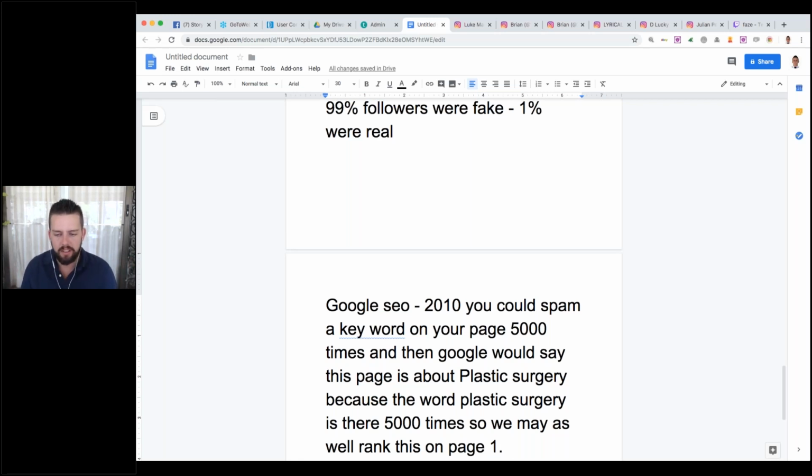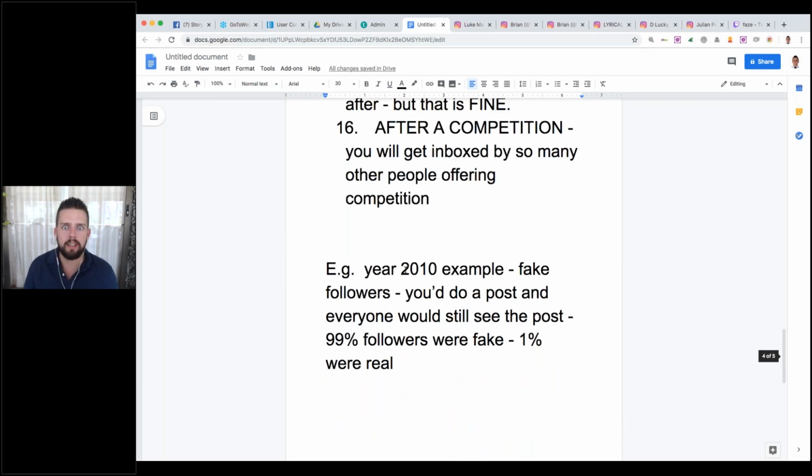But now, it's not like that. If you spam the word 5,000 times on your website, you're going to get banned to the back page of Google because you're trying to manipulate it too much. Same with fake followers. If you had 1 million followers and 1% were real, well, now Facebook charges you, once you actually do Facebook ads, so your posts on your fan page are seen by more people. If you had 99% fake followers and you did a post, the chances of anyone real seeing that post are going to be very, very slim, because they're going to display that post to an X amount of your fans, but not everyone. And if the majority of your fans are fake, then no one's going to see it.